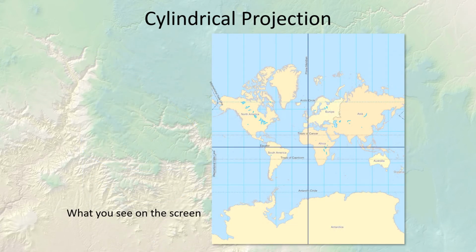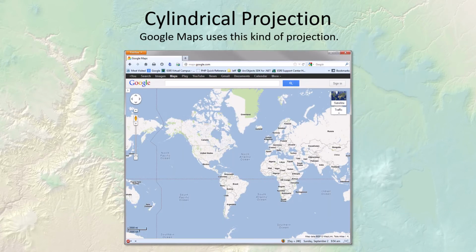Here's what a cylindrical projection looks like when you unroll the cylinder, or when you view it on your computer screen. It's actually a really common projection. A lot of online mapping services like Google Maps use this projection. Microsoft does, Microsoft Bing, and so do all the Esri web maps. They're all in a cylindrical projection.